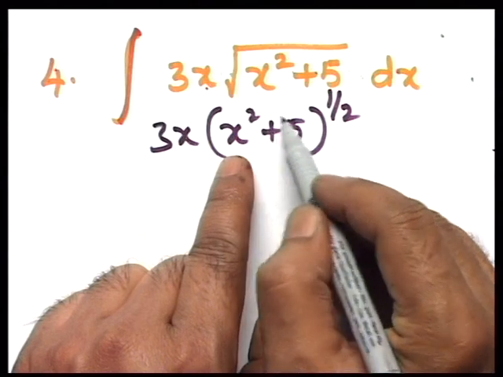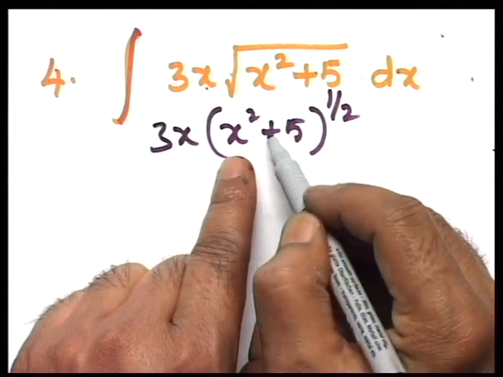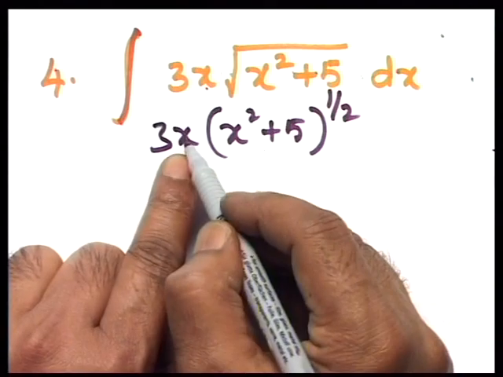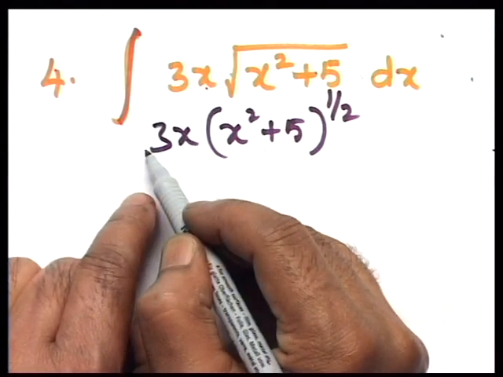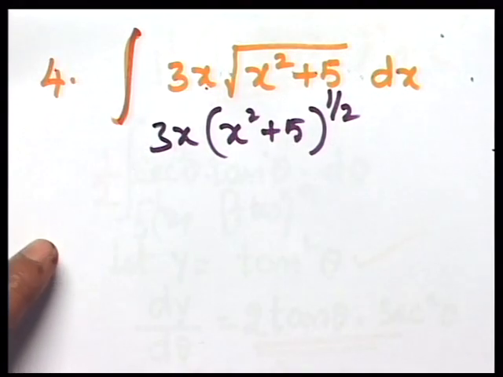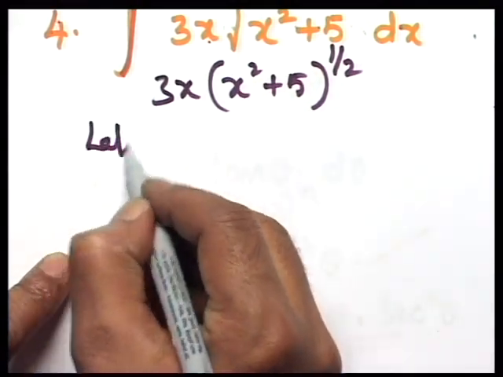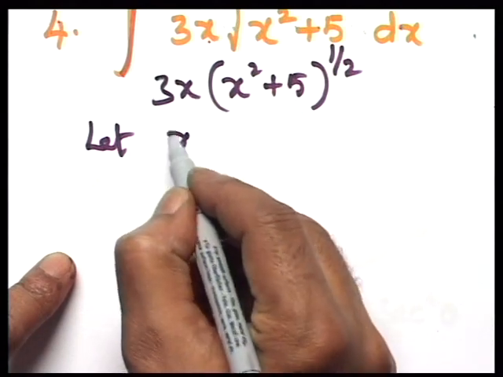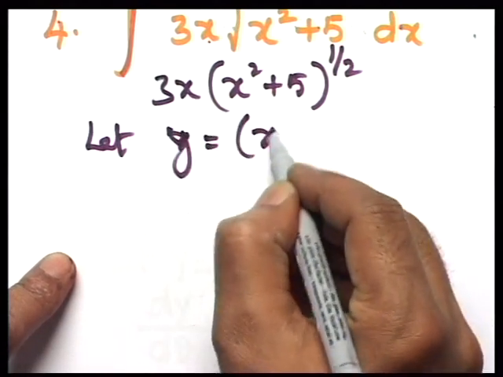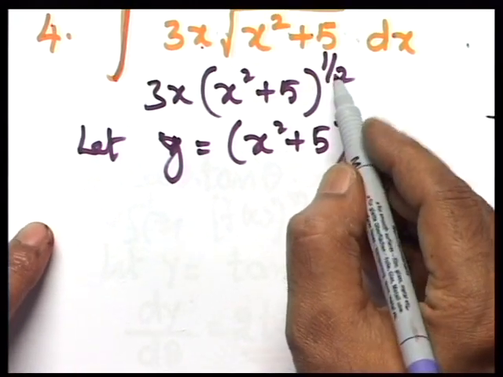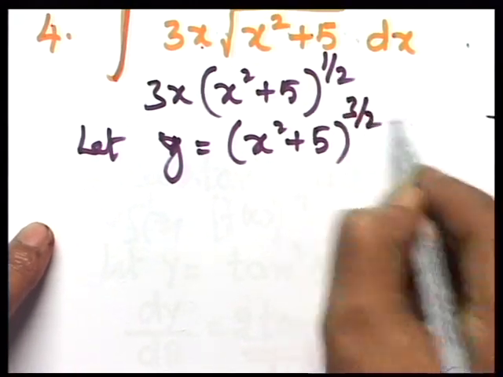Now differentiate the bracket, just the bracket only. So x squared becomes 2x. I already have x. Only a 2 is missing. That can be solved later. So yes, we have the same pattern. So we let, take the bracket, y equals to x squared plus 5. See, we have to increase that by 1. So half plus 1 is a 3 over 2.